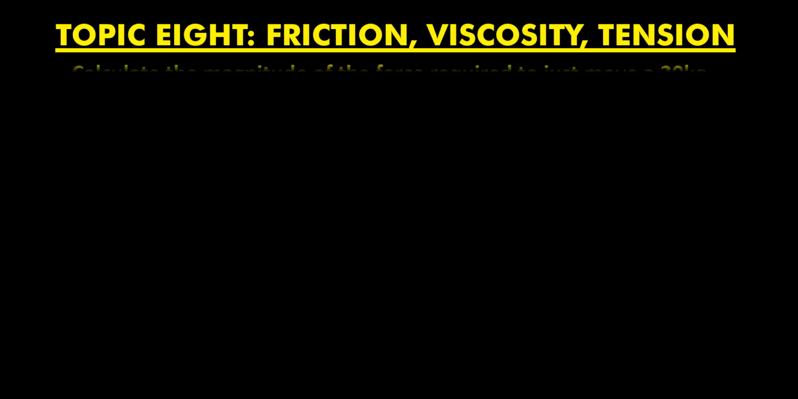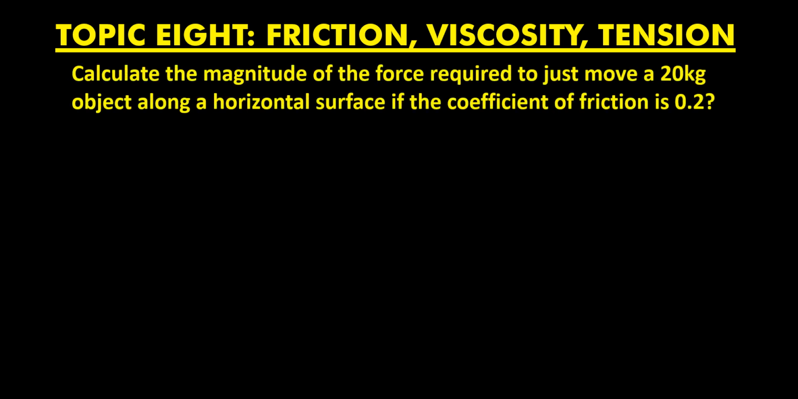So moving on, the question is: calculate the magnitude of the force required to just move a 20 kilogram mass along a horizontal surface if the coefficient of static friction is 0.2. But first, before I proceed, you can clearly see that the coefficient of friction is 0.2. It does not have a unit. That tells you that the coefficient of static friction is a ratio. It does not have a unit, right?